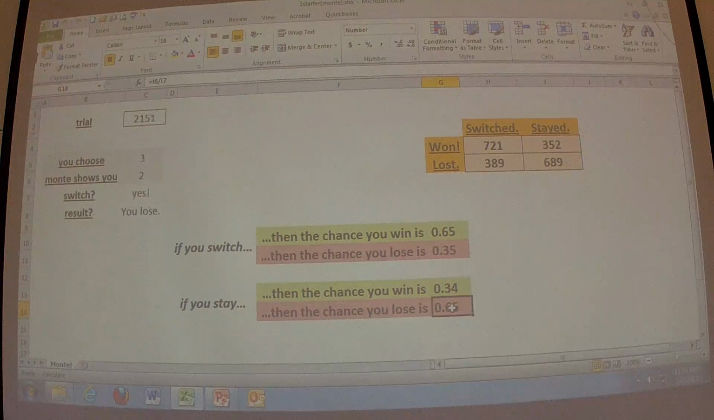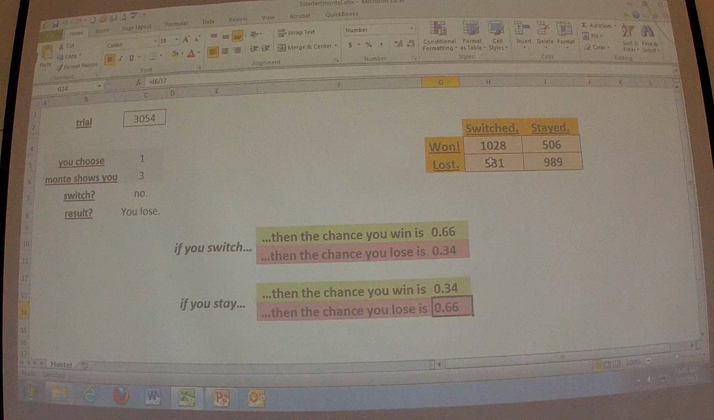Now some of you still might not be buying this. You might look at this and go, okay, I can see that your Excel is telling me 2/3, 1/3, 1/3, 2/3. So these numbers right here are essentially matching each other, and these numbers right here are essentially matching each other. So you stay, you win half the time as when you switch. If you stay, you lose twice the time as when you switch. So it is possible to switch and lose, but it's twice as possible to stay and lose. Does that verbalization make sense with the numbers we're seeing right here?